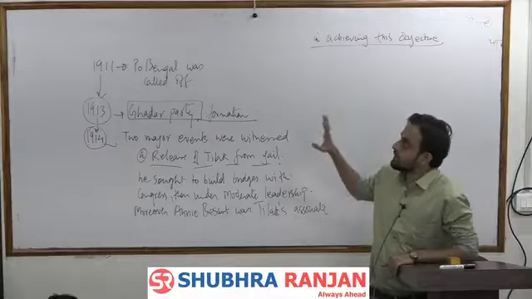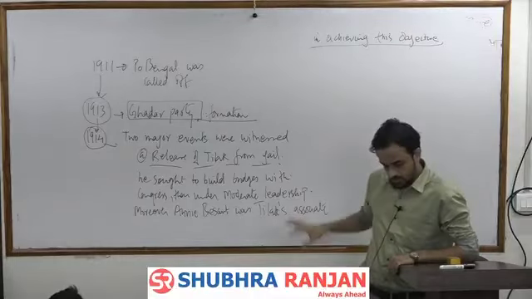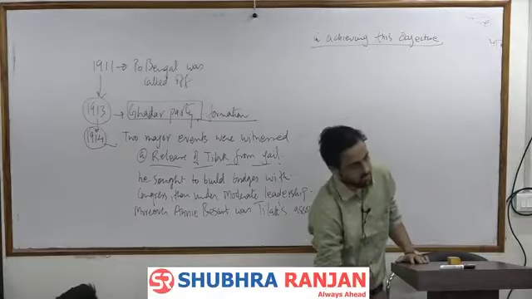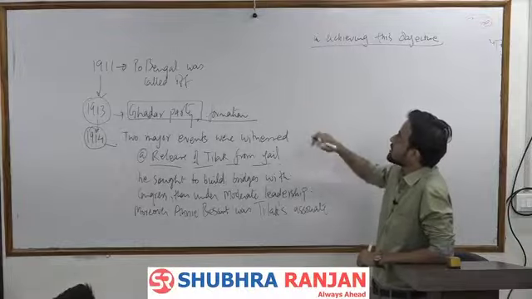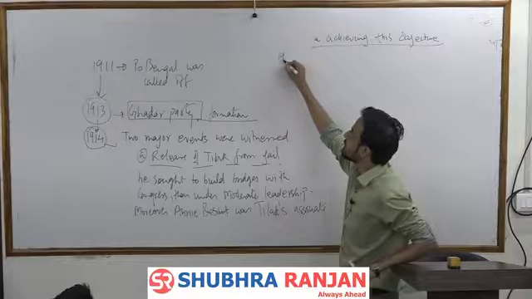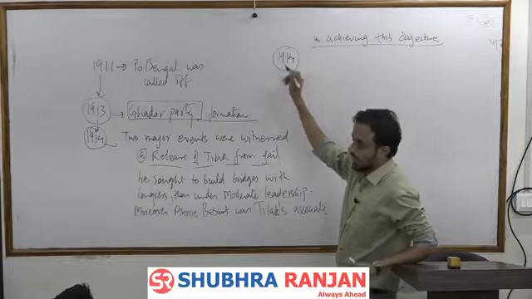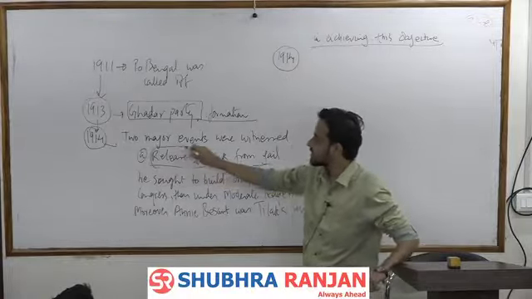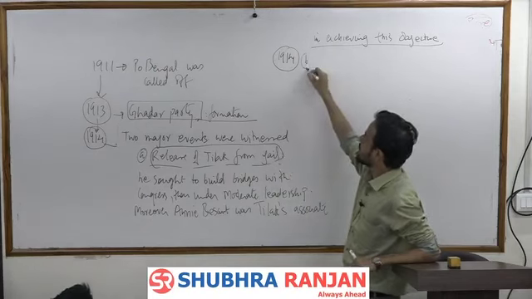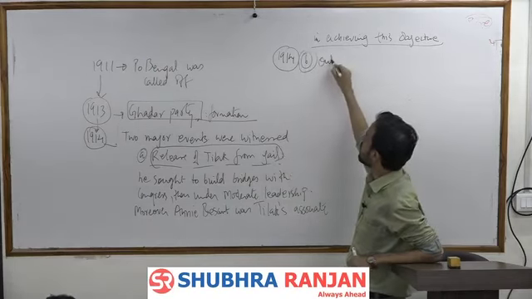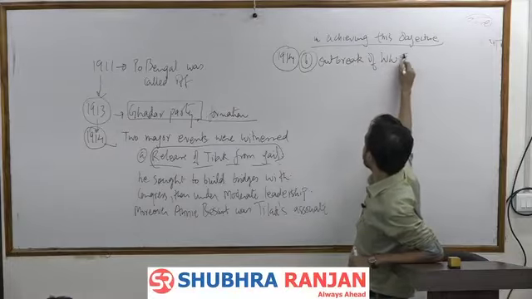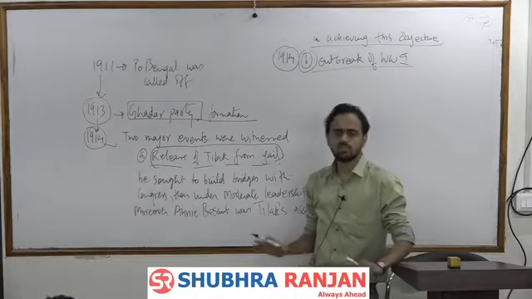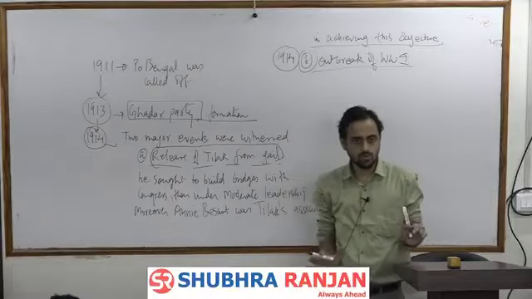Now, if this much was true, what is to be understood after this is that 1914 was also the time when World War I broke out. The first thing is the release of Tilak from jail, and the second thing was the outbreak of what? World War I. Now let me just firstly briefly explain about World War I.